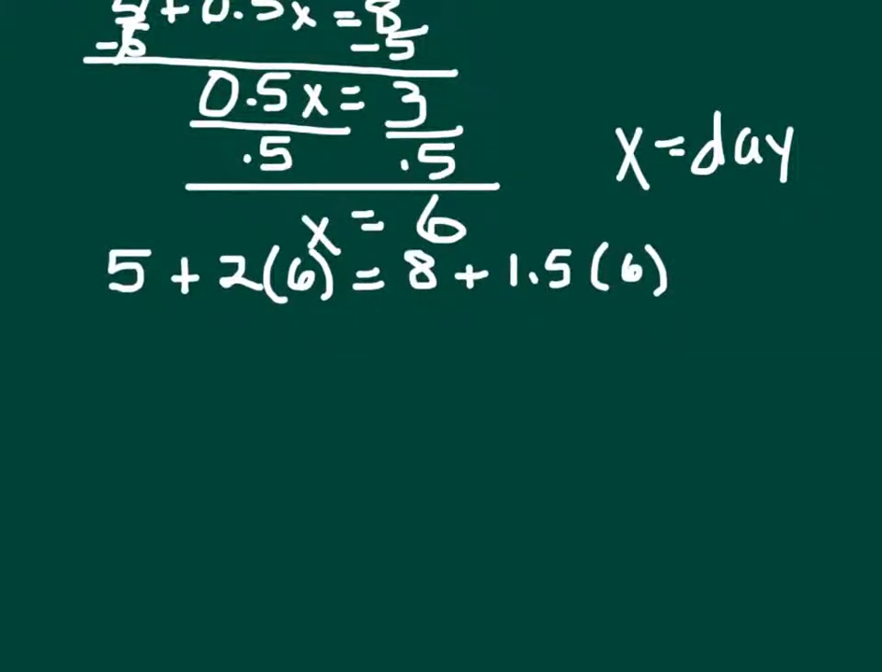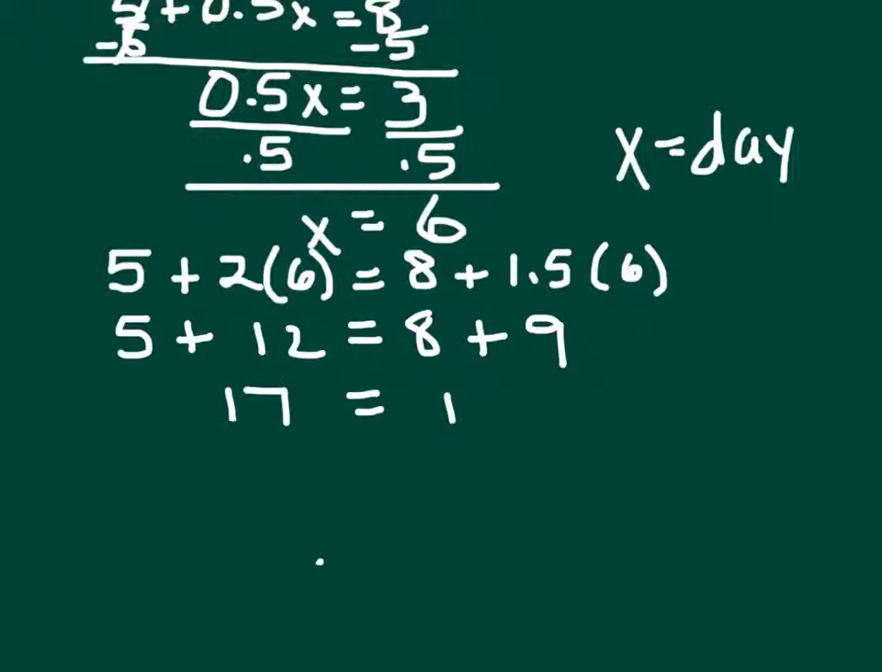Okay, so let's check our answer. That'd be 5 plus 2 times 6 is 12 equals 8 plus 6 times 1.5 is 9. 5 plus 12 is equal to 17. 8 plus 9 is equal to 17. So that means we worked our problem correctly, and the answer is 6.